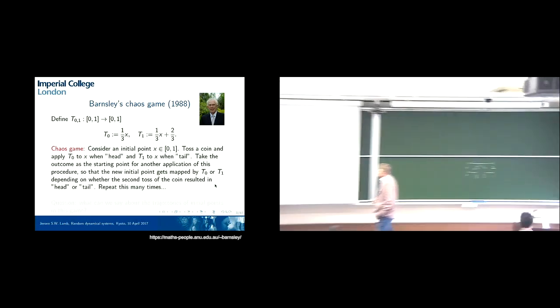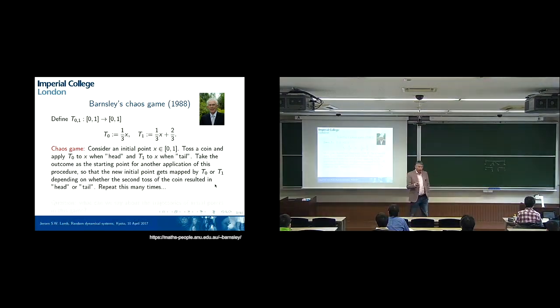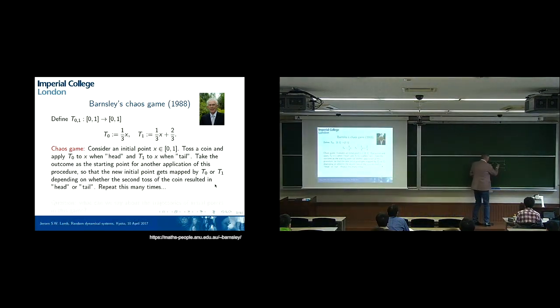And so the question is, what interesting thing can we do with this set of maps? Well, the proposal is to take some initial point in the interval [0,1] and to apply the maps T0 and T1 in some kind of random way. So I take a point, then I toss a coin, and if it's heads, I do T0, if it's tails, I do T1. And I just keep doing it.